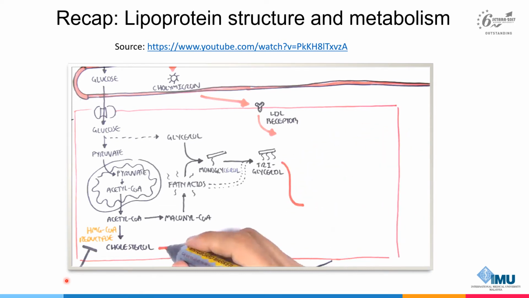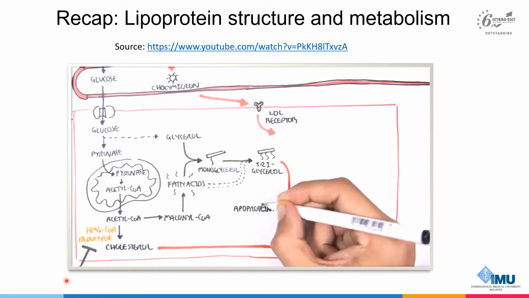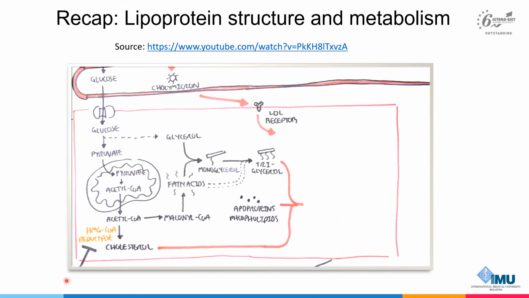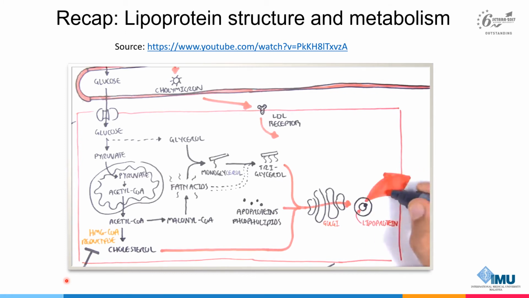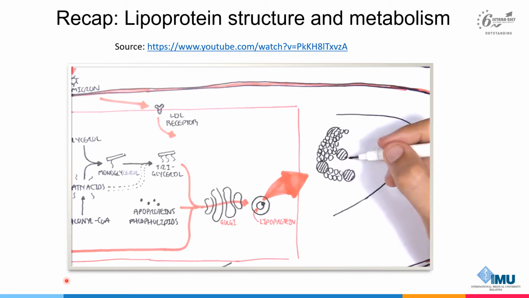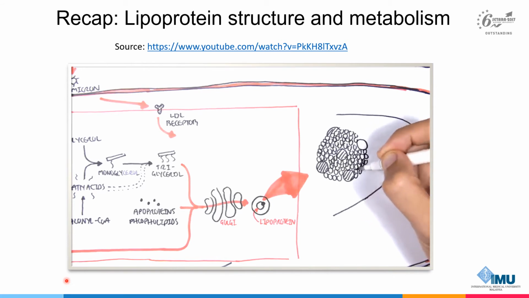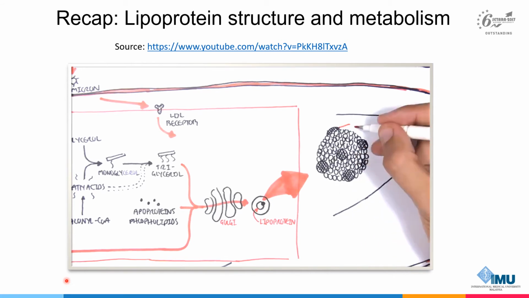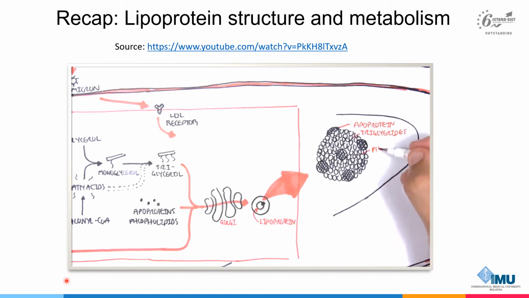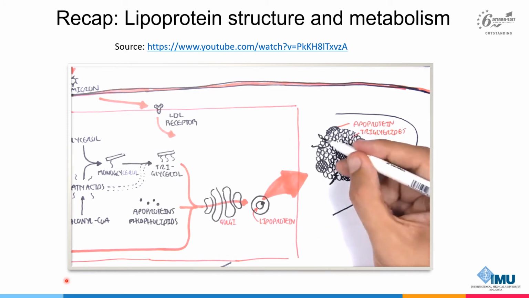The triglyceride, cholesterol, as well as apoproteins and phospholipids, then can get packaged up through the Golgi apparatus to form a lipoprotein. So lipoproteins can look something like this. It contains proteins, the apoproteins, triglycerides, phospholipids, and cholesterol.